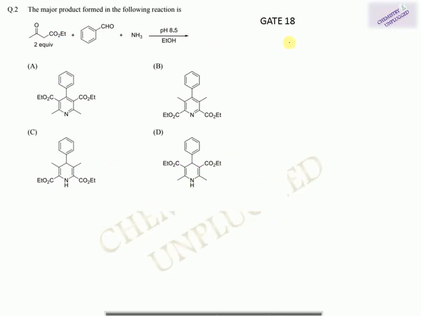Okay. Next we come to the question from GATE 2018. This reaction is based on the Hantzsch reaction. So first I will show you the complete mechanism of this reaction, then we will move to the short trick of this. This reaction is basically a sum of aldol condensation and Michael addition reactions. The first step is the conversion of this beta keto ester into enolate. Then it will attack on this aldehyde.